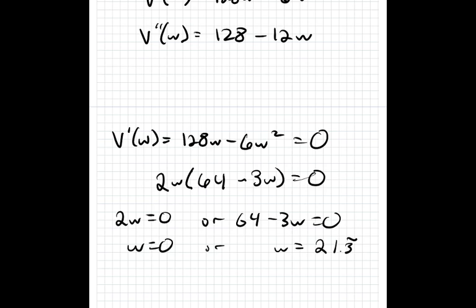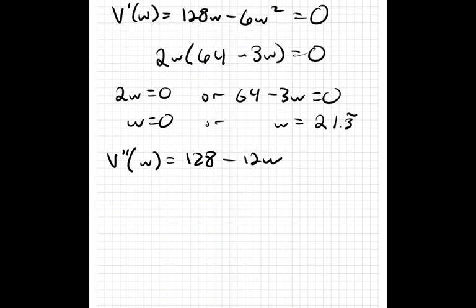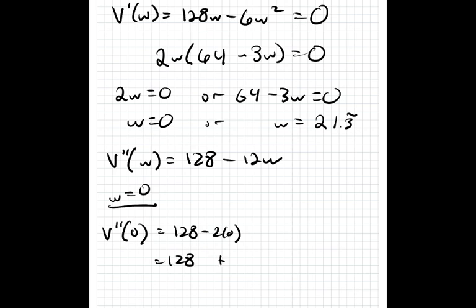Let's look at the second derivative and evaluate these values of W on it. If it's positive, that means it's concave up. If it's negative, it's going to be concave down. The second derivative is 128 minus 12W. Let's first evaluate when W is equal to 0. V double prime of 0 is 128 minus 12 times 0, which is just 128, which is positive. So that means it's concave up when W is 0.